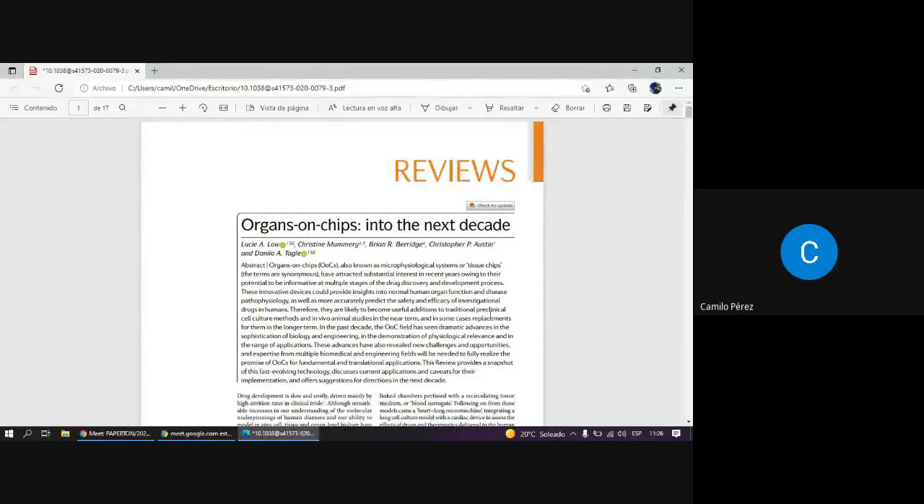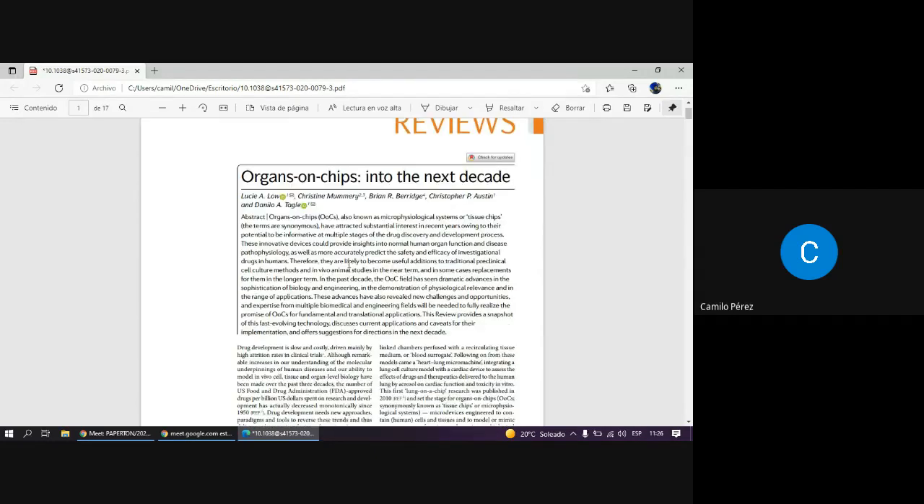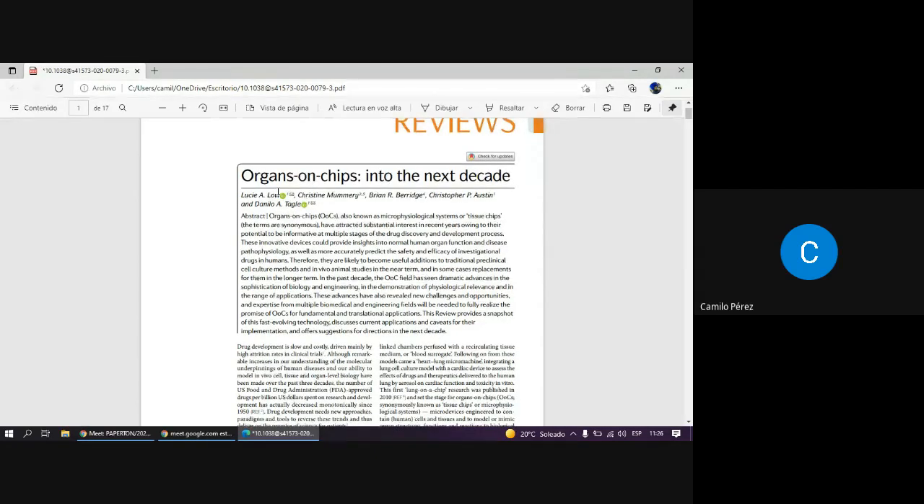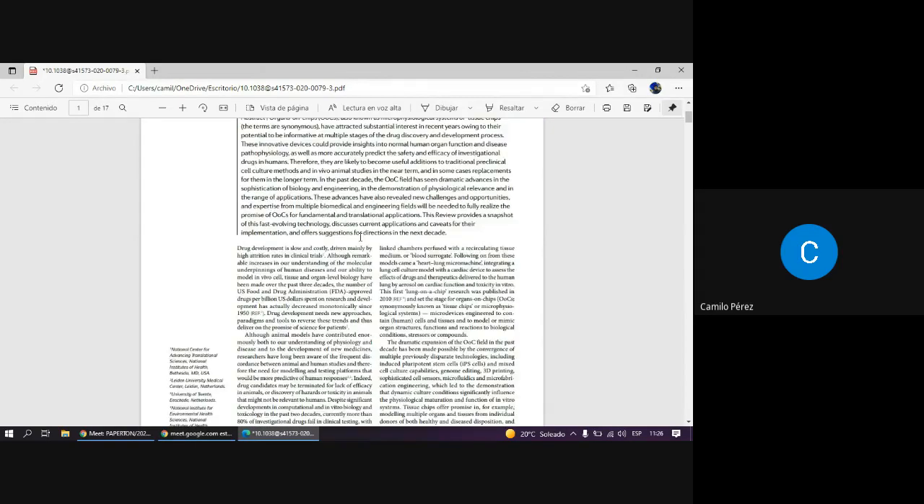Okay. Hello, everyone. I am continuing the topic of last week. I'm talking about organ on chips and their application, and different strategies for microdevices and other structures for construction, like the 3D printer.